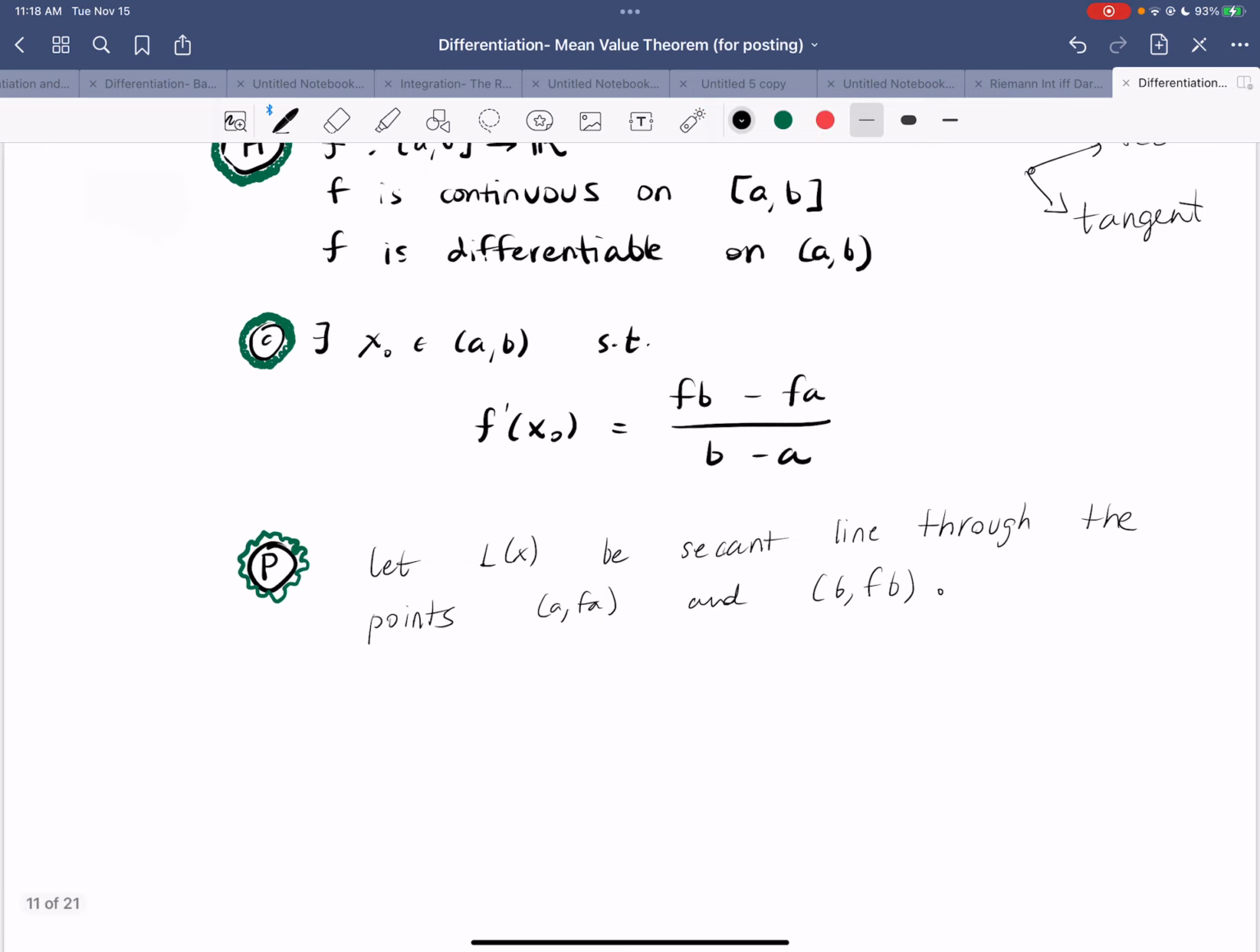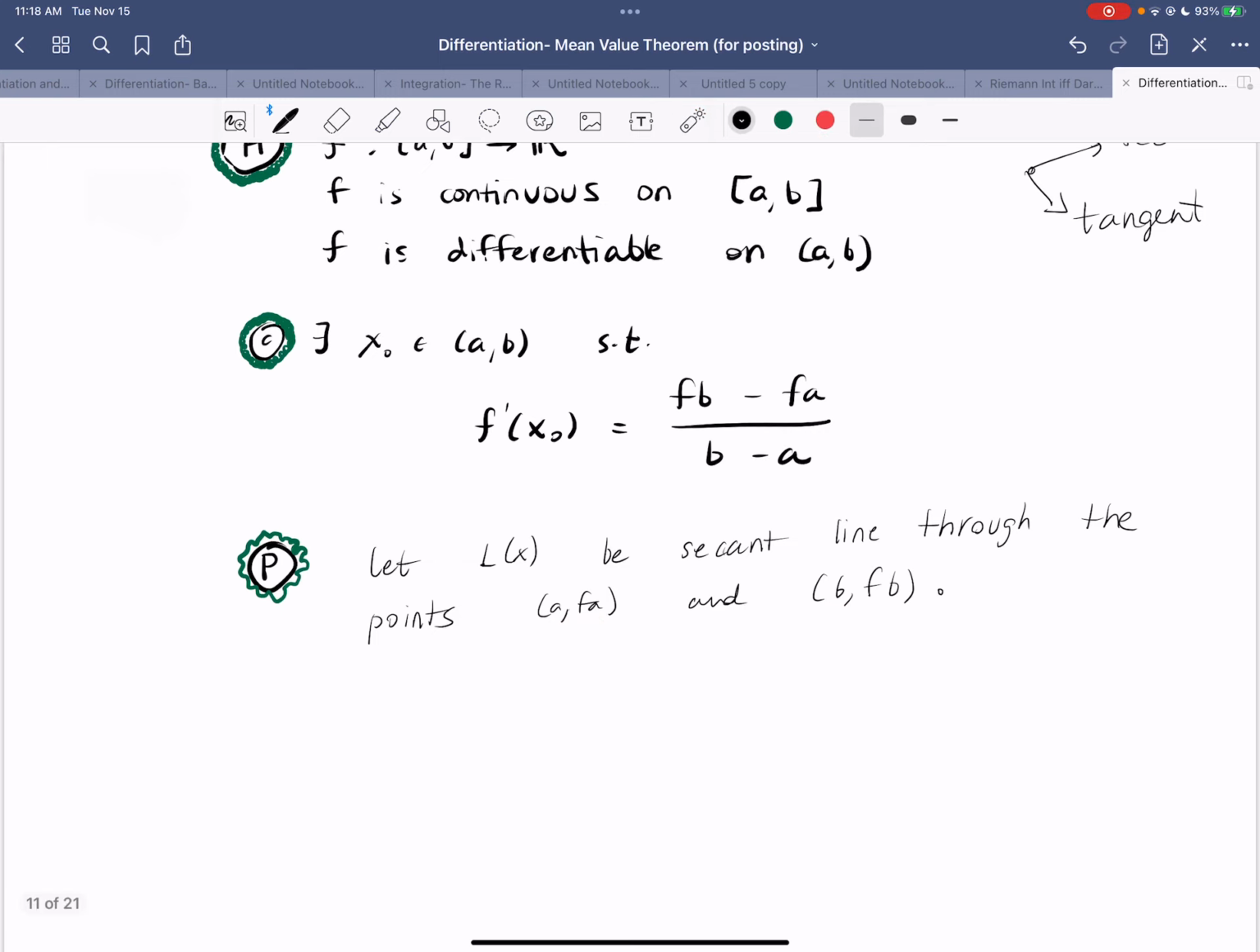So I'll say since G prime of x is equal to F prime of x minus (F of B minus F of A) over (B minus A), the result follows. Okay. So that's the mean value theorem.